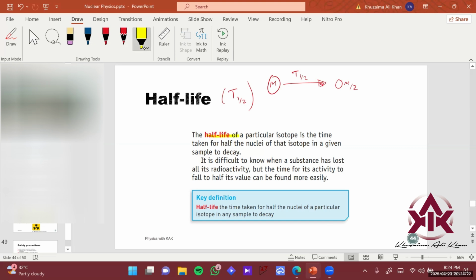So the half-life of a particular isotope is the time taken for half of the nuclei of the isotope in a given sample to decay. Decay means decay by producing radiation, right? So let's say an alpha particle is produced, that is a helium atom. So it is losing mass continuously, right? So the time it takes to reach half of its value is called the half-life.